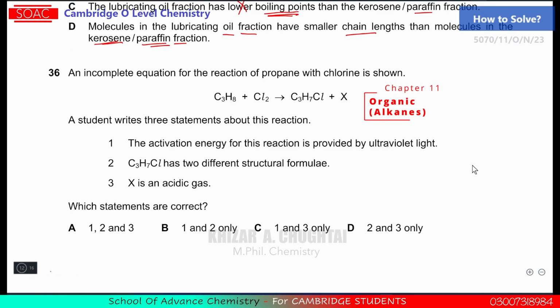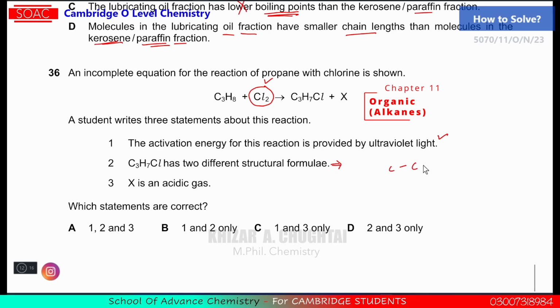Question number 36, an incomplete equation for the reaction of propane with chlorine is shown over here. A student writes three statements about this reaction. The activation energy for this reaction is provided by ultraviolet light. Yes, it is true. Basically, in this reaction, first of all, the Cl-Cl bond is broken down with the help of UV light or sunlight. Yes, it is true. The second thing is C3H7Cl has two different structural formulae. Yes, I'm going to check it.